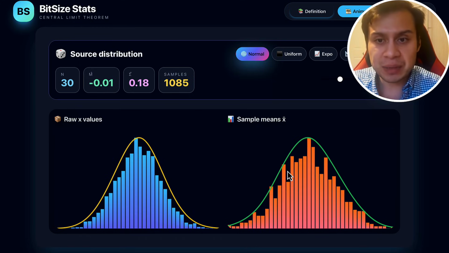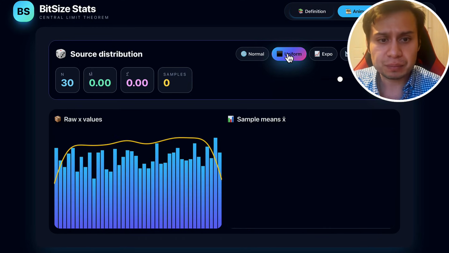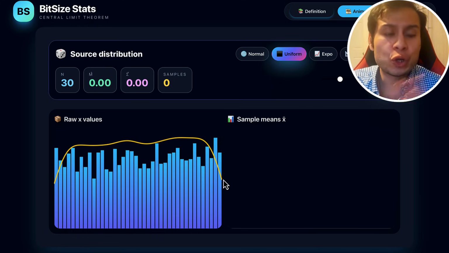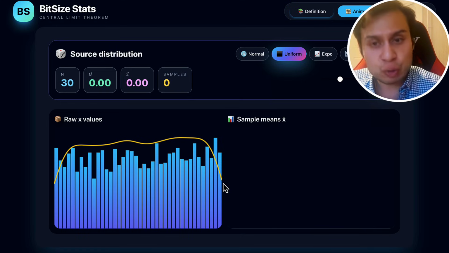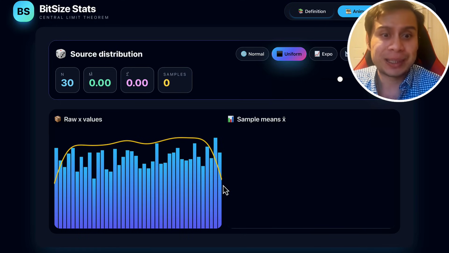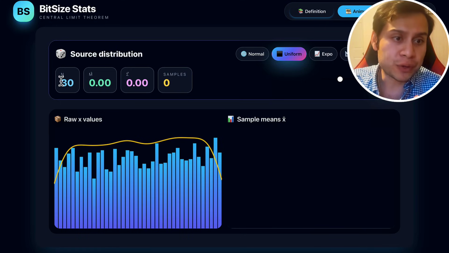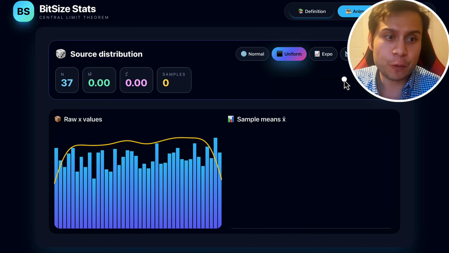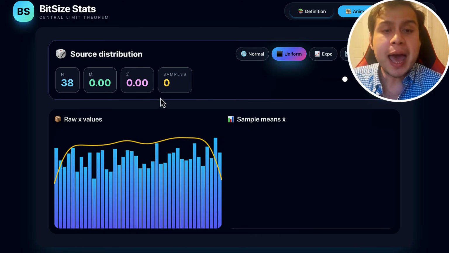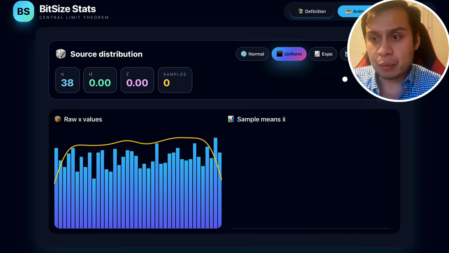Now let's do the same thing with a uniform distribution. So the uniform distribution looks like this. And we're going to draw samples from this, calculate the mean, and then the distribution of the sampling mean will look normal. Let's draw some samples. Our sample size is 30. Let's change that a little bit. Let's do 40 or 38. And we will start to draw samples.